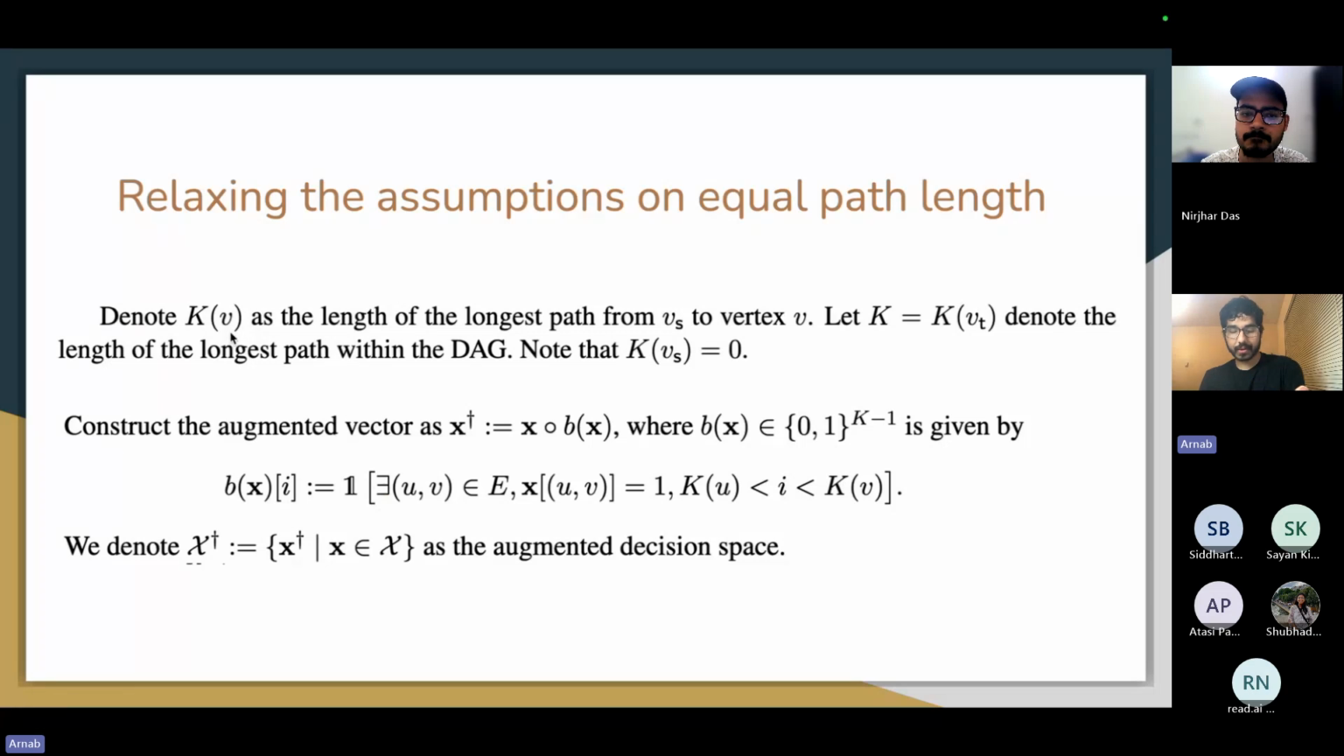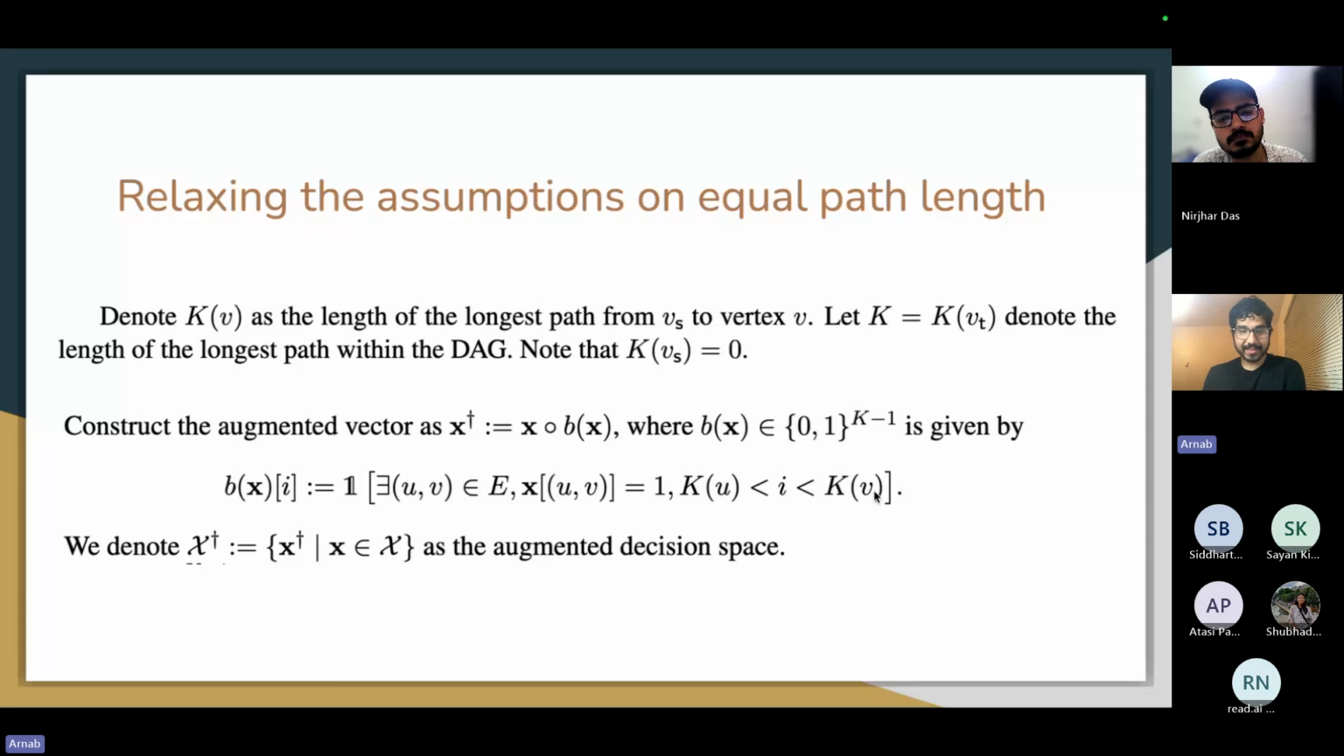To begin with, I'll be maintaining some values, which is the length of the longest path from the source to a particular vertex v. I'll call it k_v. Obviously k_source is 0, and k_v is the length of the longest path. And what I do is I'll augment the ith bit as 1 to my vector if there's an edge (u, v) in the path such that i lies between k_u and k_v.